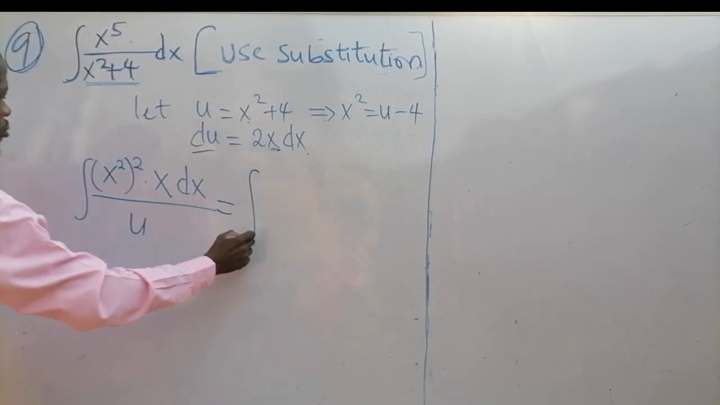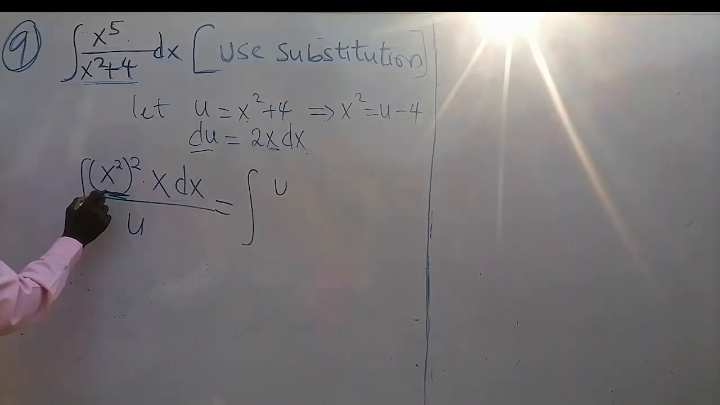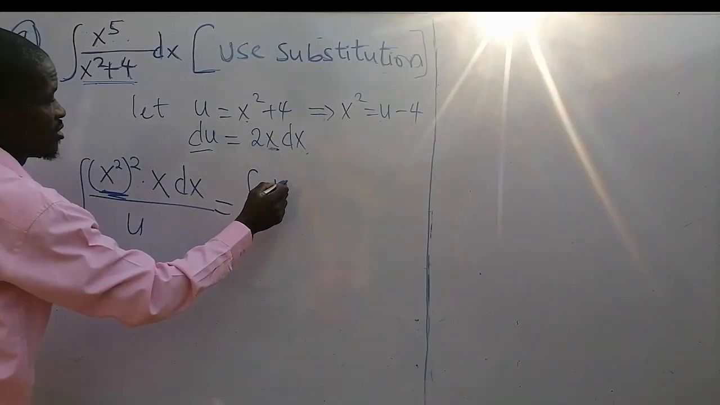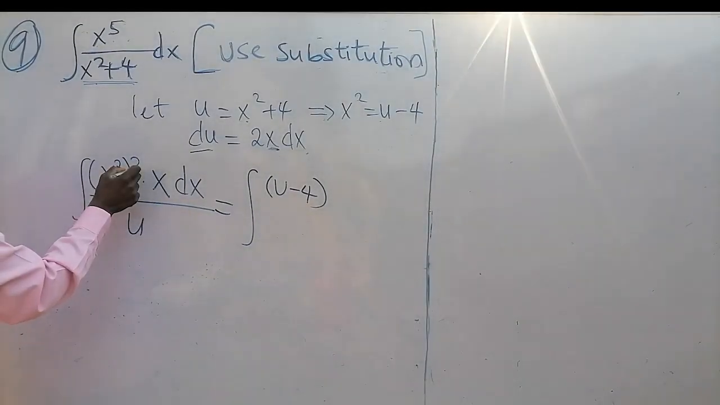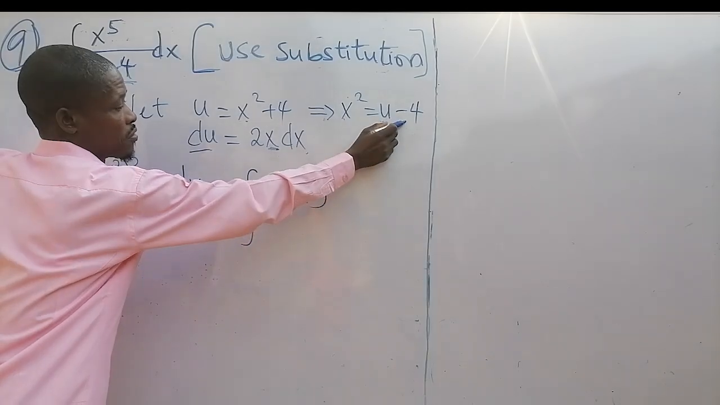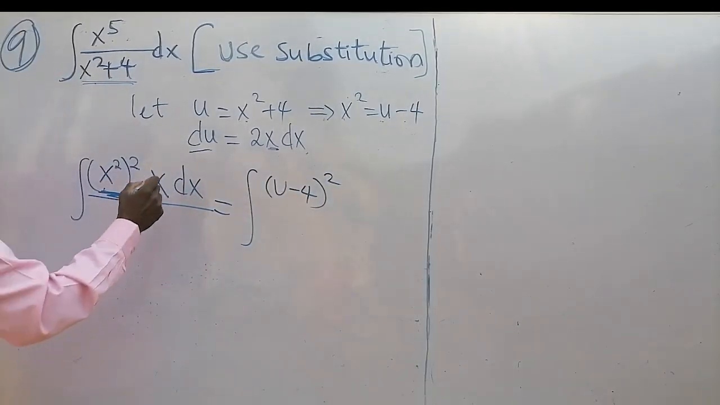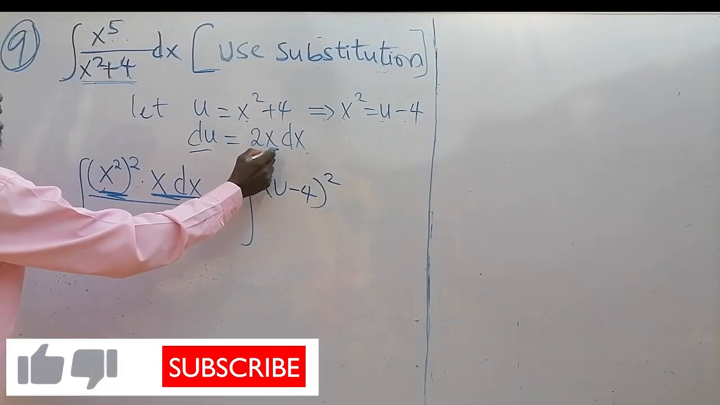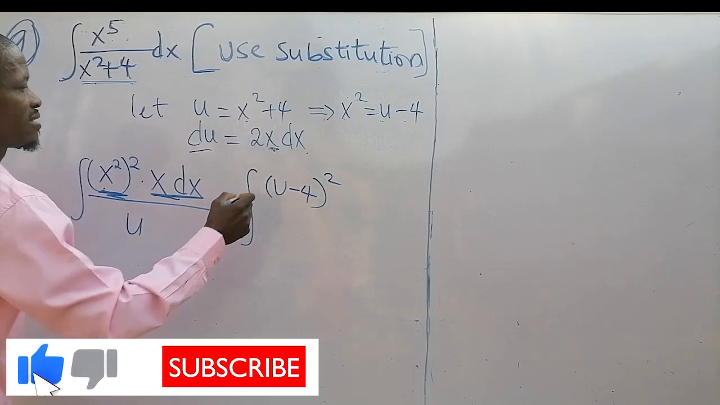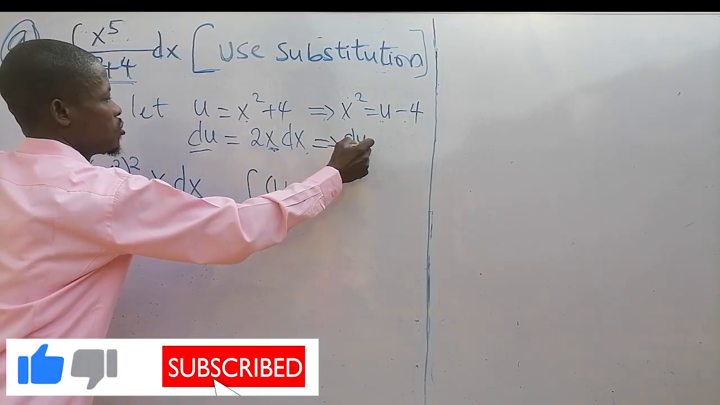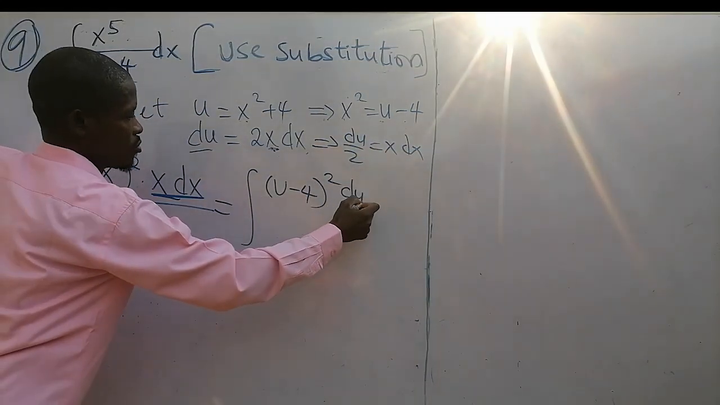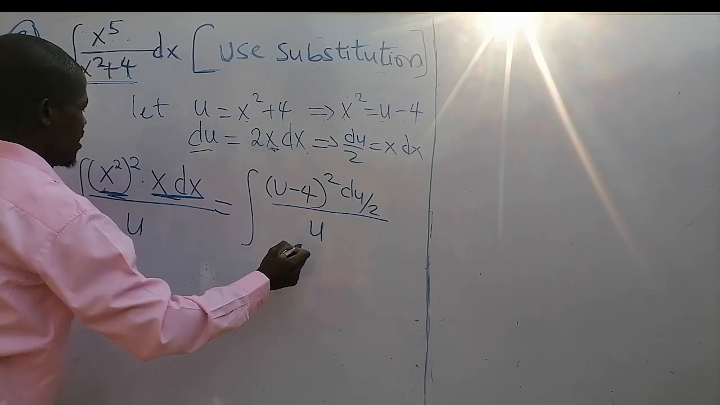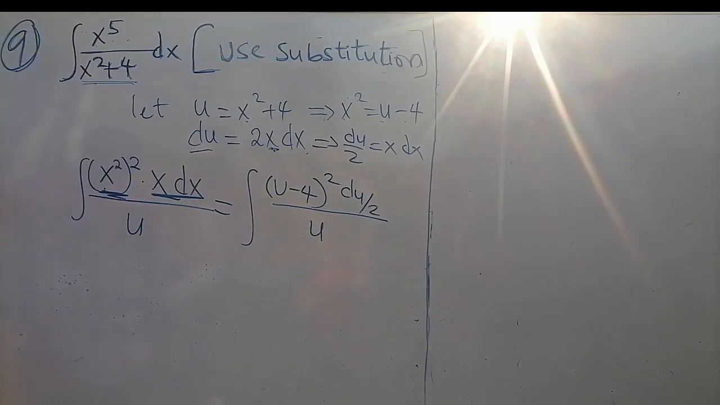So this one will be equal to what? x squared. We have an expression for that. That's u minus 4 for x squared. This one here, x squared is u minus 4. You square that. And then this one, x dx, from here, we can make that one the subject, and then we have du over 2 equal to x dx. So this place will be du over 2, all over u. So we have totally changed the variable.